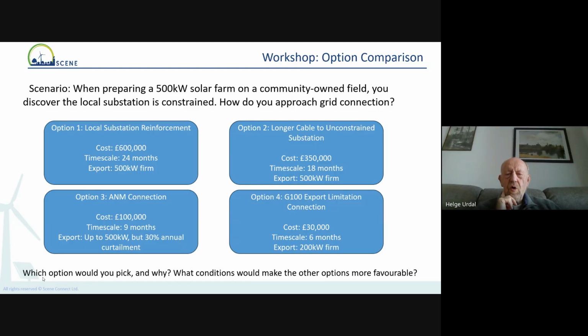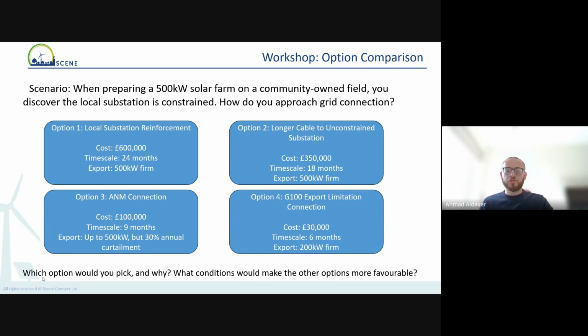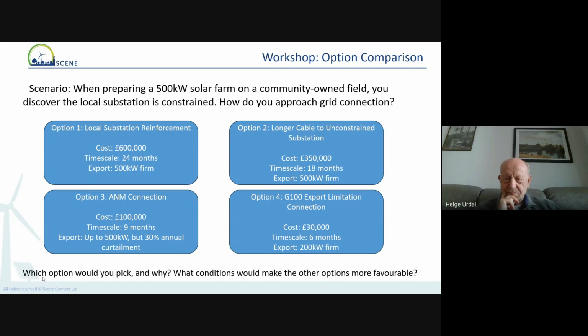I would be for option 4 with battery, big battery. So would you go for option 4 with a battery? Yeah. I would then also have the advantage that I could deliver the electricity when the price is best.